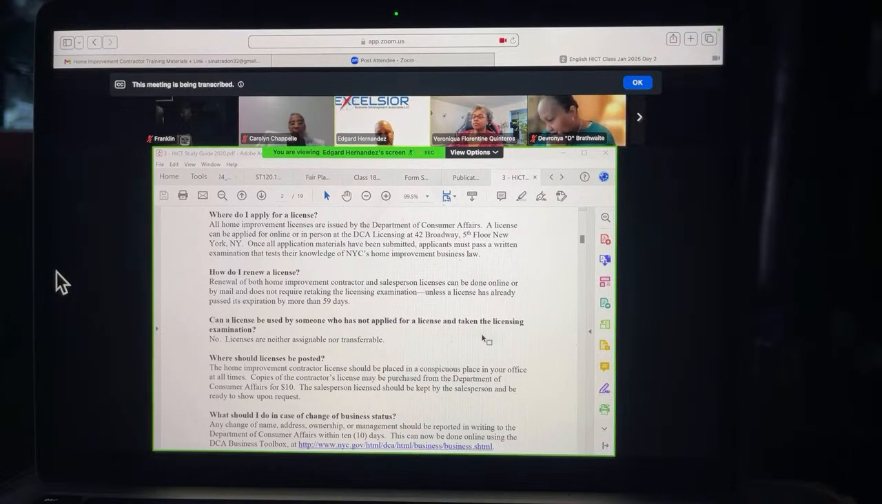So, Tang was asking, hey, what is the exam? This is how it works. Application first, and then once it's approved, then you can take the exam.